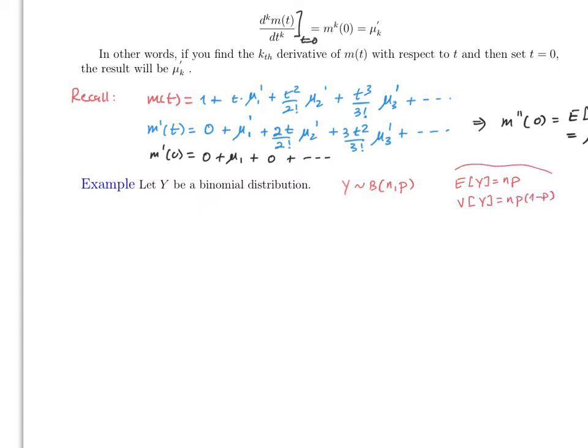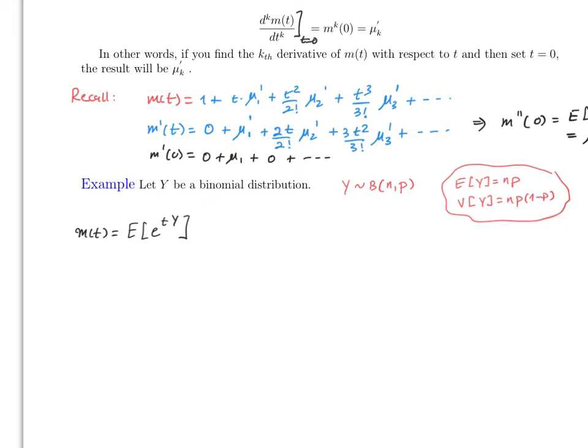Okay, so you should all memorize this. Now we will see we get exactly this using moment generating functions. By definition, the moment generating function for this variable is the expected value of e to the t y, where y has this distribution.